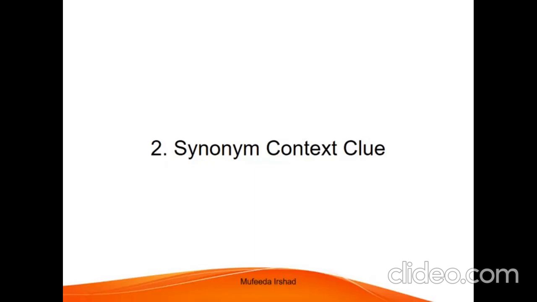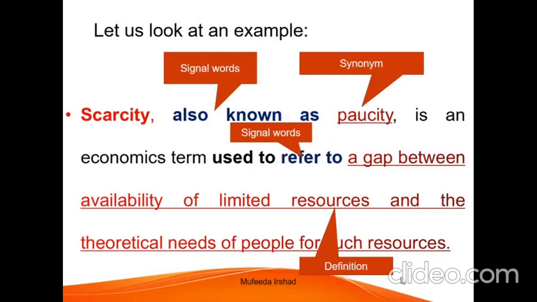Let us look at an example. In this example, the word paucity is a synonym of the word scarcity. How did we deduce it? You might have noticed that the writer has used the words also known as to signal the synonym clue. The writer has also used another clue. Can you guess what it is? Well, the writer also explains what scarcity means. He has used the signal words referred to in order to do so. Thus, in this example, there are two context clues, a synonym clue and a definition clue.